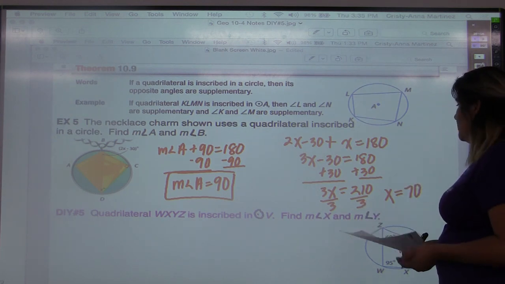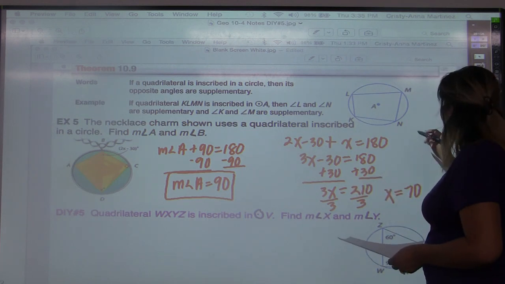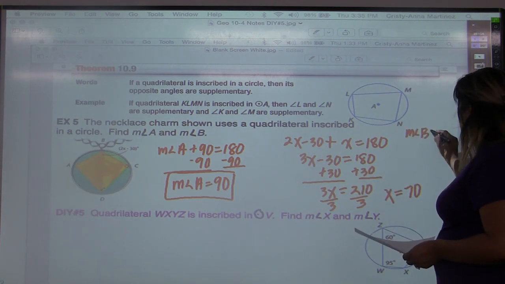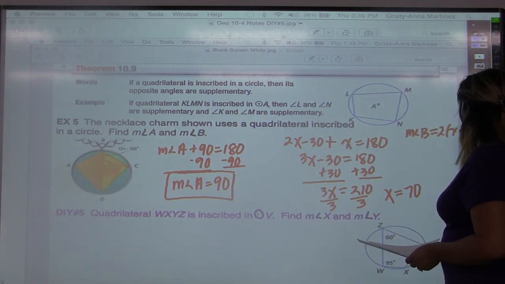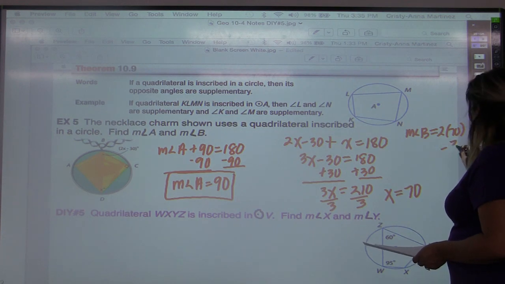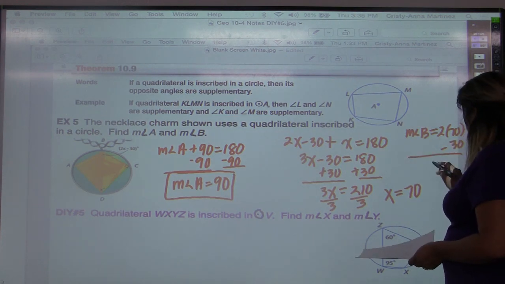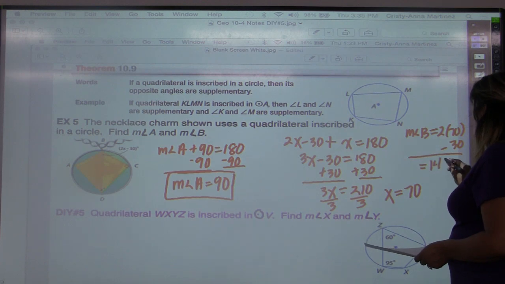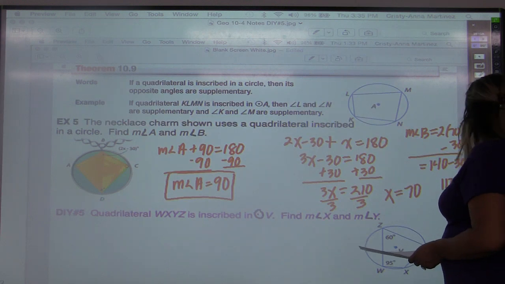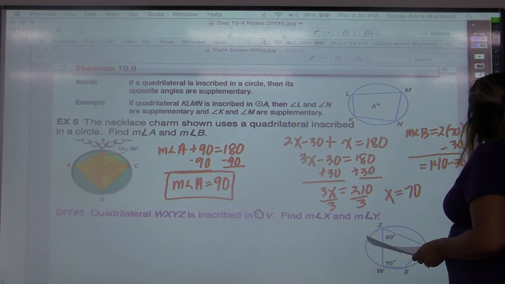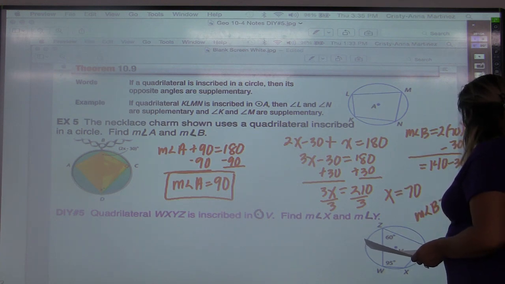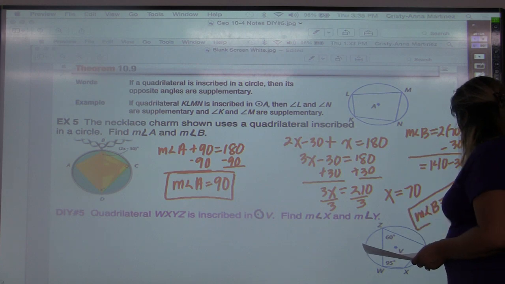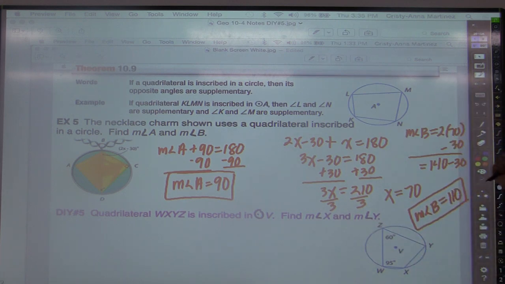But again, they don't want us to find x, they want us to find the measurement of angle B. But the measurement of angle B is 2x minus 30, or basically 2 times 70 minus 30. I'm running out of space here, which will equal 2 times 70 is 140. 140 minus 30 is going to give you 110. So the measurement of angle B is going to equal 110. Alrighty? And that's how you use that theorem.